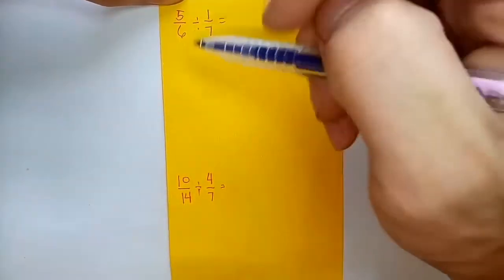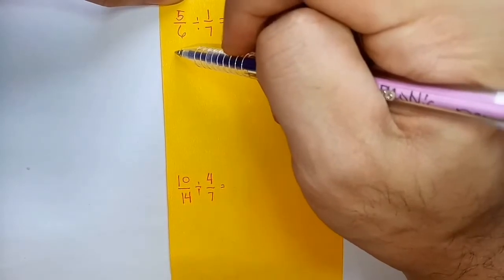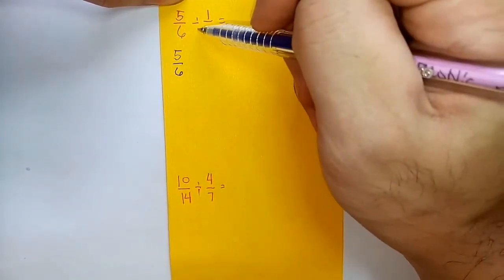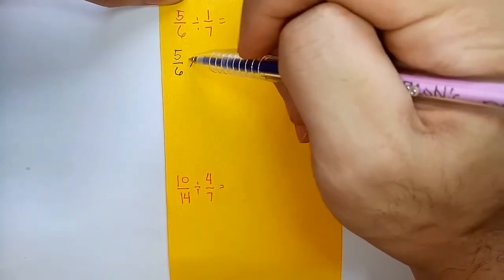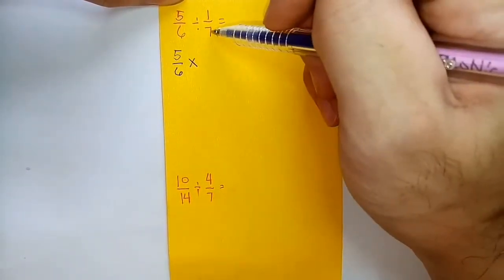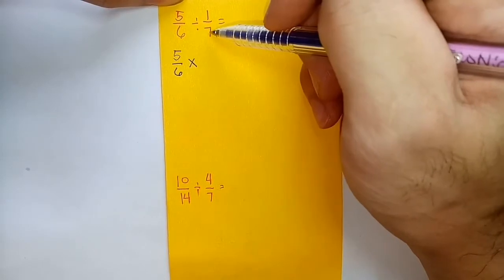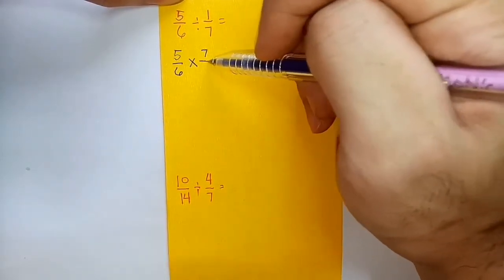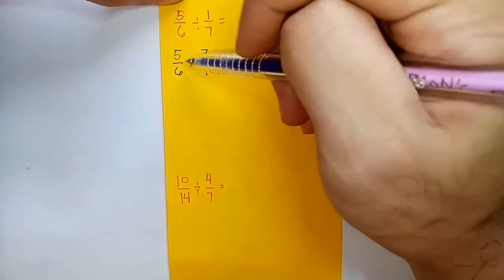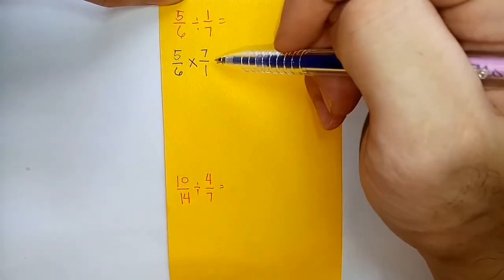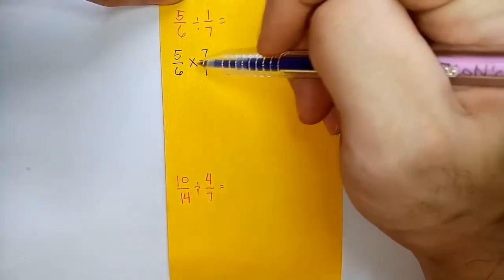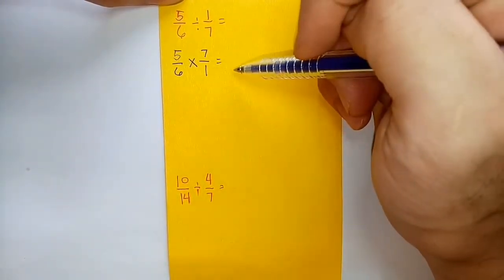Now, let's do that. Sulat lamang uli natin yung first fraction, 5 over 6. And again, ito magiging multiplication na. Tapos, ito i-reciprocal natin. So, anong reciprocal ng 1 over 7? Okay, magiging na siyang 7 over 1. And we will proceed in multiplying the fraction. Pag nagmumultiply, numerator times numerator and denominator times denominator.